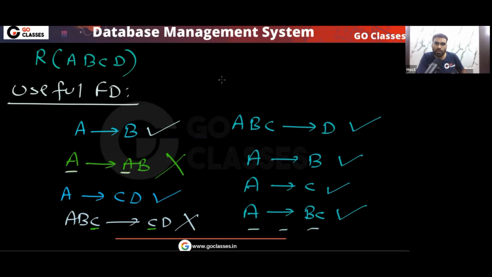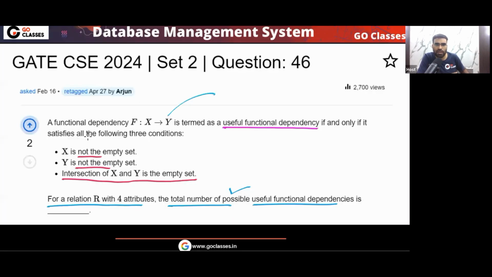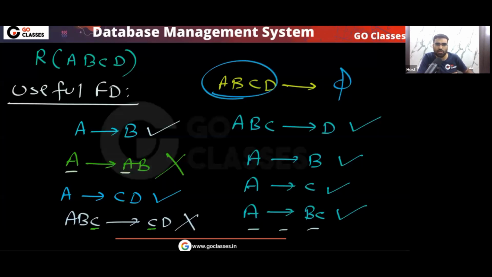Very simple. Now tell me, can I put all the attributes on LHS? If I put all the attributes on LHS, can I create a useful FD? I cannot create one. Yes or no? Because if I put all the attributes here, then on the RHS I have to put the empty set. But remember, Y cannot be empty. Y is not empty, X is not empty. So all the attributes I cannot put on the LHS. Is this clear?